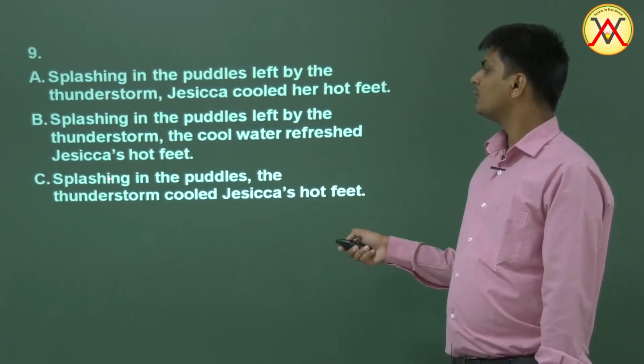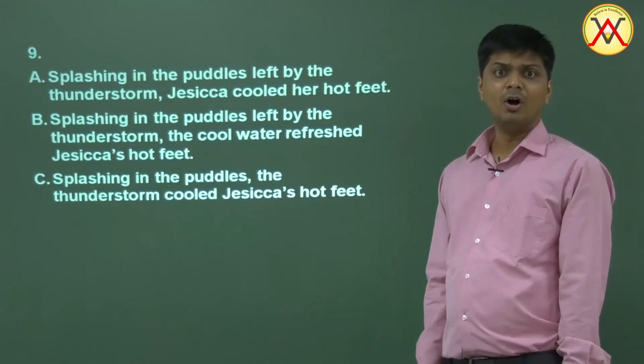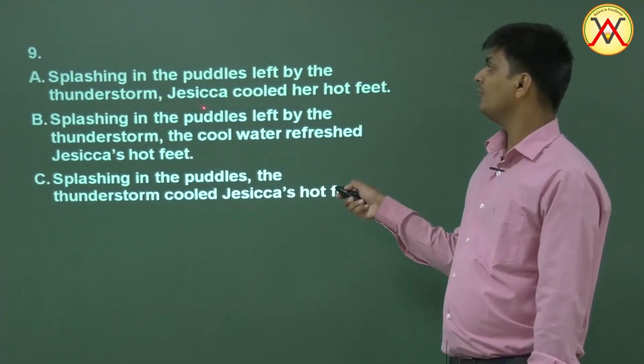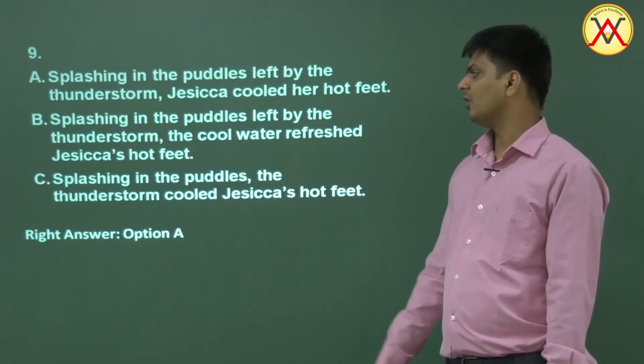B is wrong. "Splashing in the puddles, the thunderstorm." Well, is the thunderstorm splashing in the puddle? No. It's Jessica who is splashing in the puddles left by the thunderstorm, and therefore option A is the right option.